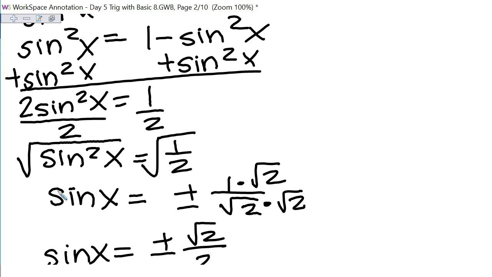Pi over 4. What about in quadrant 2? 3 pi over 4. What about in quadrant 3? 5 pi over 4. And in quadrant 4? 7 pi over 4. So you have to have all 4 answers to get credit. So if you forgot the plus or minus, you would be leaving out half of the solution. So you would only be half right. So if you take the square root, you have to have the positive answers and the negative answers.